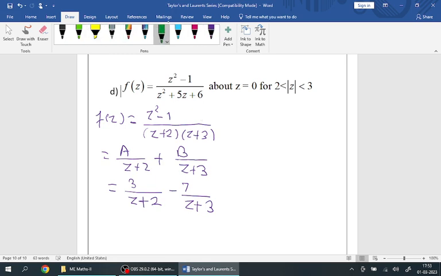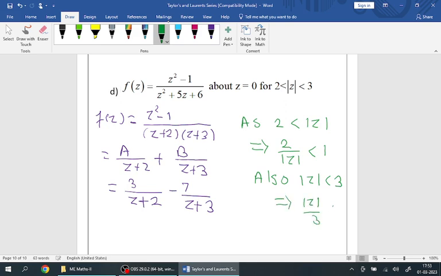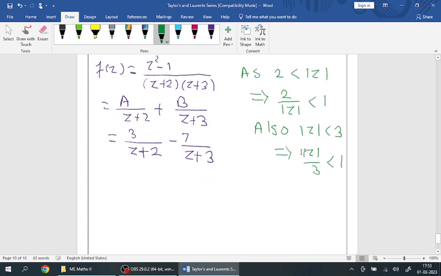So we can say here 2 is less than mod z, first we get 2 by z is less than 1. Also mod z is less than 3 gives us mod z by 3 is less than 1. So these are the things with us. Now our r can be 2 by z, r can be z by 3. So obviously from the first term, what should be common? In 2 and z, z should be common, and in the z and 3 pair, 3 should be common because it should come in the denominator.